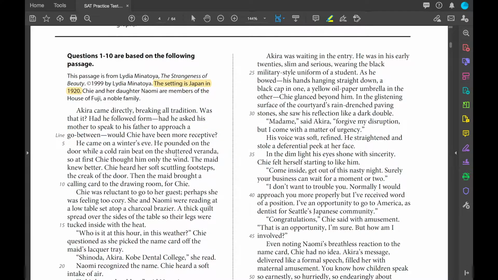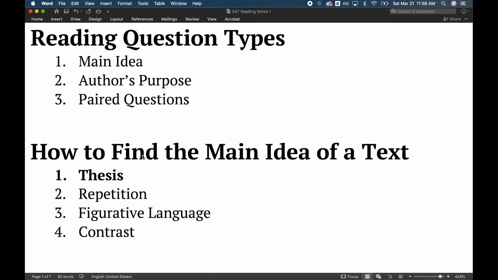So ignore all of that. Really what we're looking at is, would Chia have been more receptive? So Akira came, and he asked Chia for her daughter's hand in marriage, and you can kind of figure it out from this question. She said no, because he's wondering, if I had done something differently, would she have been receptive? All right, so based off of the thesis, we know it's something to do with how Chia rejected Akira.